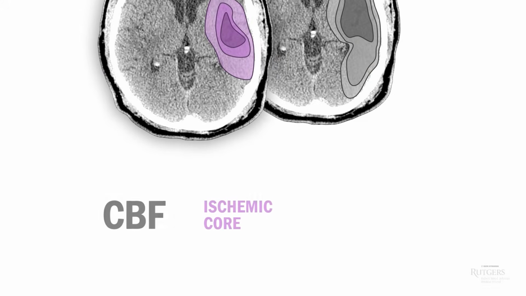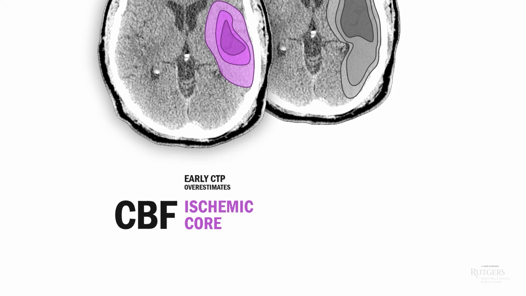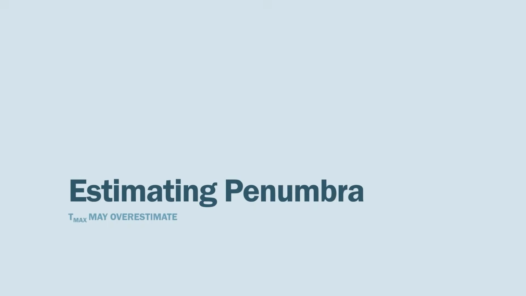So let's review. CBF may overestimate the core if CT perfusion is performed too early with respect to stroke onset. CBF may underestimate the core if CT perfusion is performed late with respect to stroke onset or after reperfusion. Okay, now let's discuss overestimating penumbra.